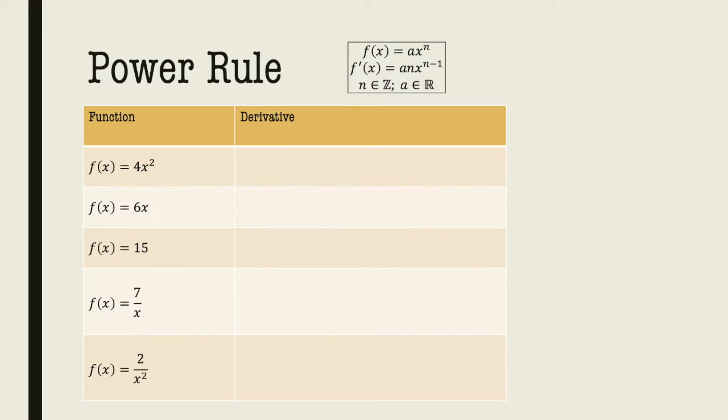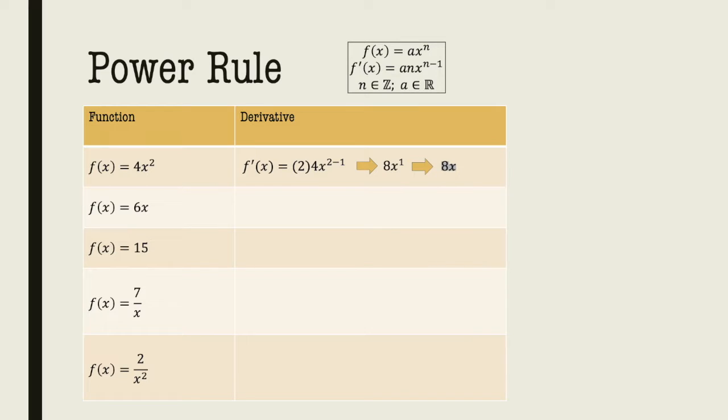Let's look at 5 examples. First, we have a simple quadratic, 4x squared. Using the power rule, we can find its derivative. We simply multiply everything by the exponent, which is 2, and subtract 1 from the exponent. This ultimately leaves us with 8x to the power of 1, which can be simplified to 8x. As we can see, the derivative of a quadratic is a linear function.